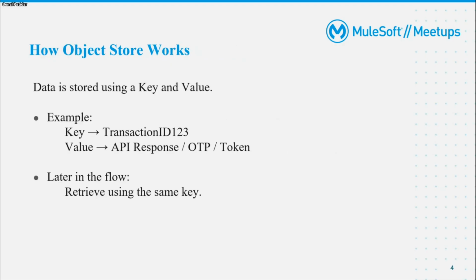How does object store work? It works using a simple concept, key and value. For example, we store a transaction ID as a key, and for value we will take something like an API response, OTP, or token. Later we can retrieve that value using the same key anywhere in the flow. So here is the example: the key is the transaction ID and the value will be the OTP token. We will retrieve this value using the same key.